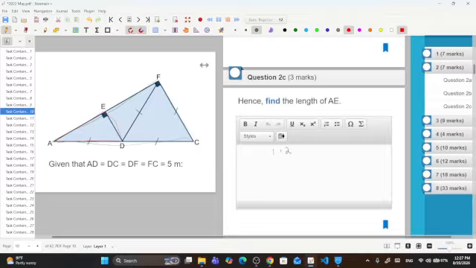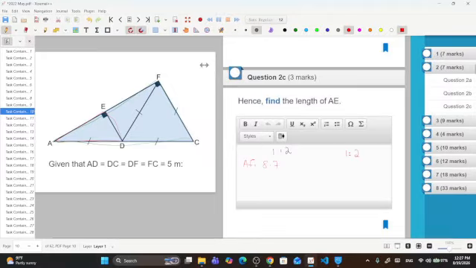So I know that the value of AF was 8.7. So the value of AE should be half of it. So if the ratio is 1:2, the length AE should be x, and the value of AF is 8.7.